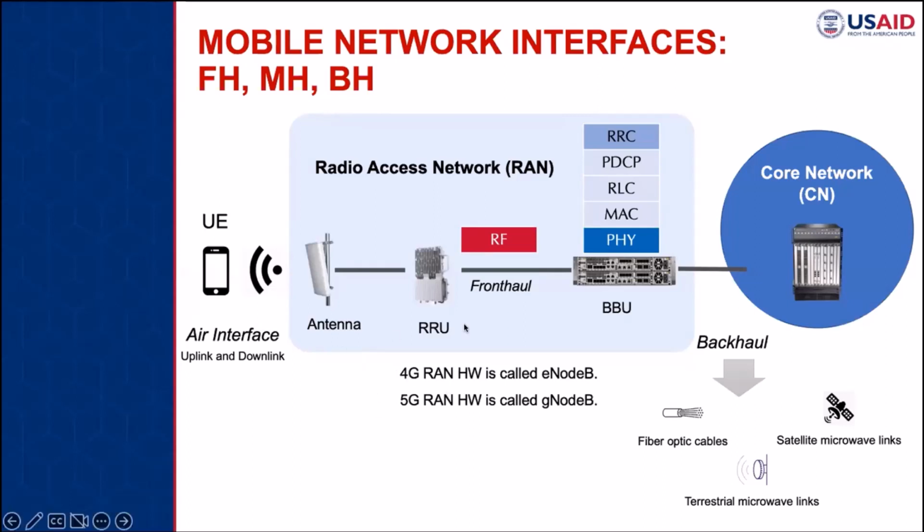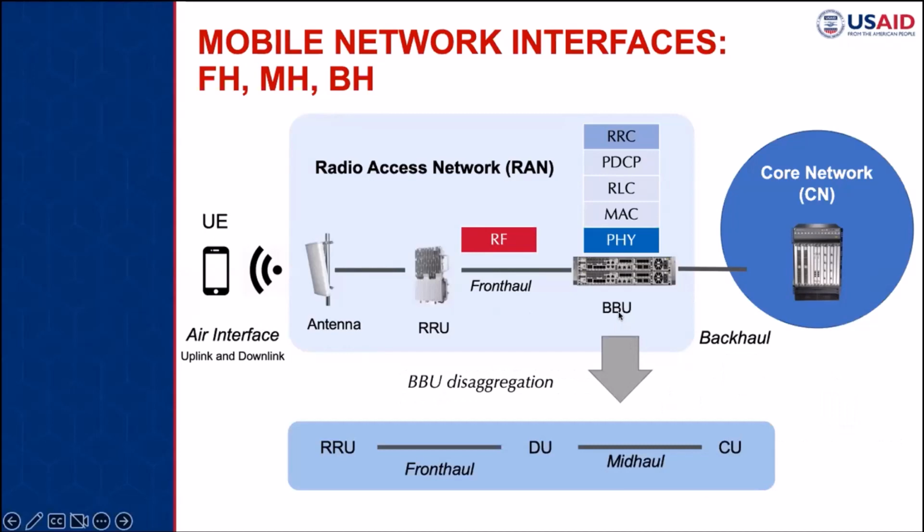Okay, so now we have a fronthaul and backhaul, and in OpenRAN, the BBU is split into the DU and the CU, and we now have the midhaul interface. Okay, so this is fronthaul, midhaul, and backhaul. So FH, MH, and BH. We have the midhaul because of the disaggregation of the BBU components.